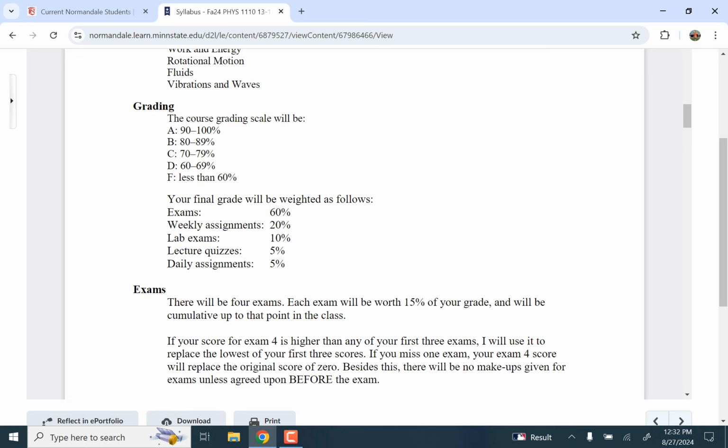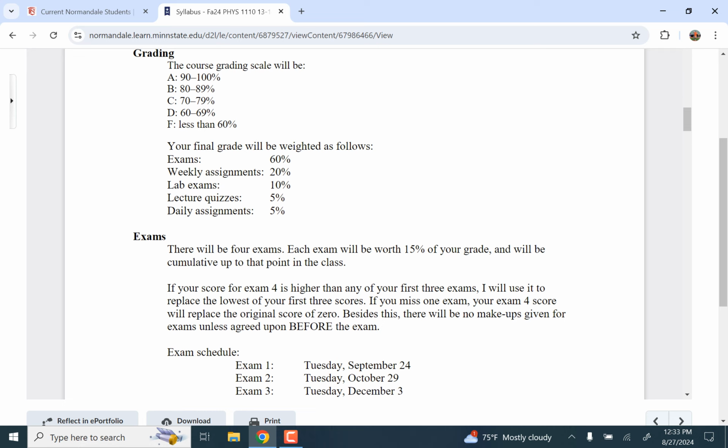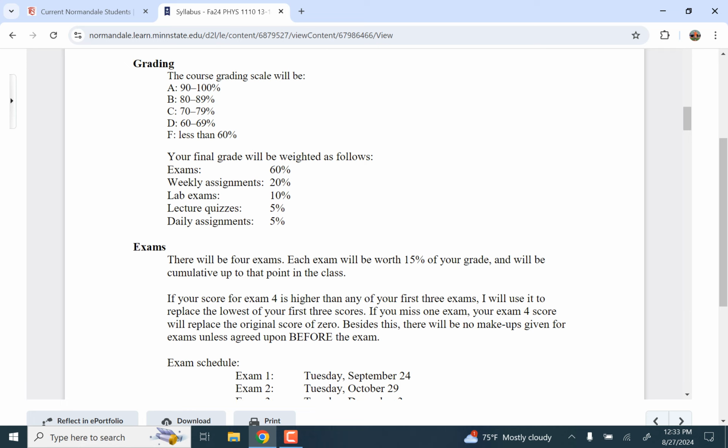And then the makeup of the grade is given below that. So 60% of your grade is going to be based on exams. 20% is going to be on weekly assignments. 10% is going to be on lab exams. And then 5% for both lecture quizzes and daily assignments. And so now I'm just going to go through those 5 categories and go into a little more detail about what those are. Anybody have any questions yet about the grading scale?